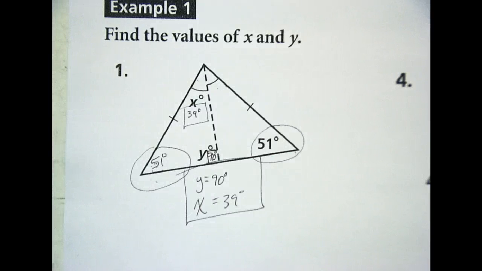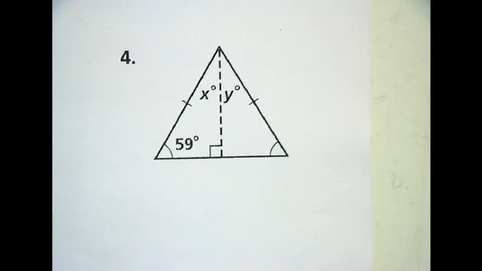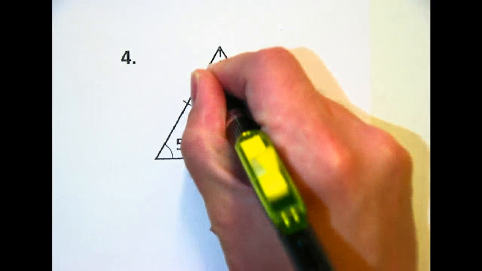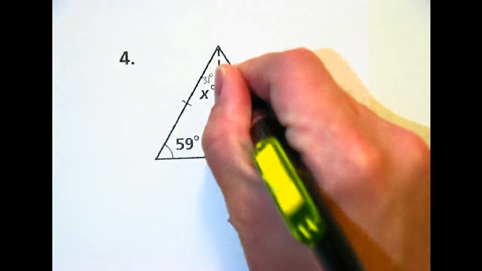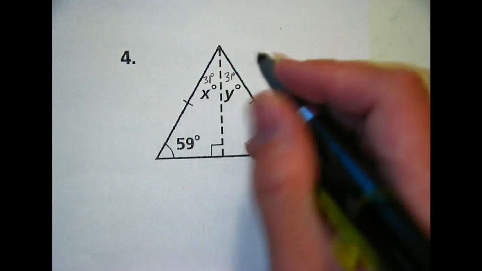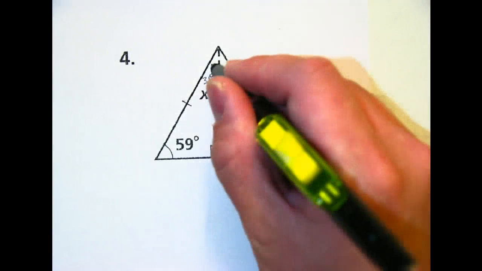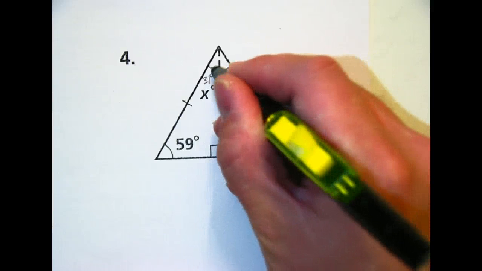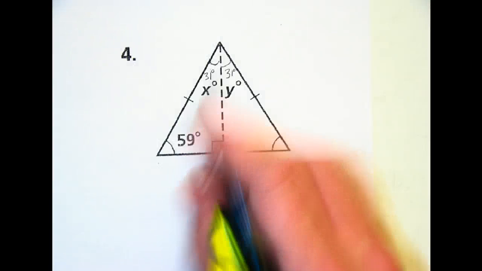All right. Well, how about 4? Let's get someone to ask it. Emily, what do you got? What's x? X is 31. Maggie, what'd you get for y? 31. How do you know that? Because they're congruent. Because it's a perpendicular bisector. Good. Perpendicular bisector tells us that this angle has to be congruent to that. Very good. So both 31. 90, 59, and 31 make 180. Well done.